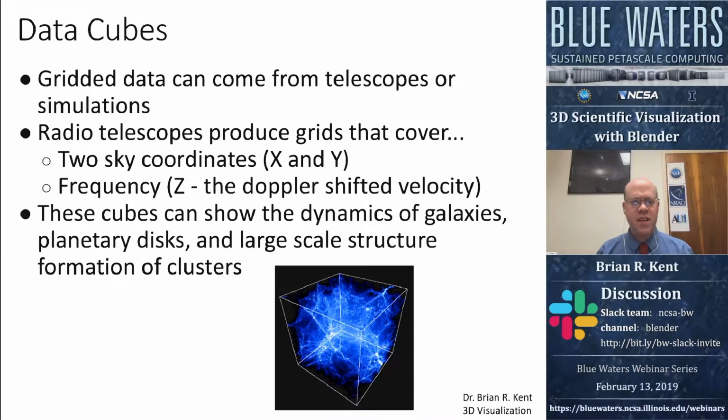We're also interested in studying data cubes, and data cubes, as you see in the lower part of this slide, can come from cosmological simulations of large-scale structure, or they can come from radio telescopes. With radio telescopes, we can produce gridded data over three dimensions that cover two coordinates on the sky. These are our X and Y positions, what we would call right ascension and declination. But the third dimension is the Doppler-shifted velocity and frequency. Using these three coordinates, we can study the dynamics of galaxies. We can look at planetary disks, and as I said before, the large-scale structure and the formation of galaxy clusters.